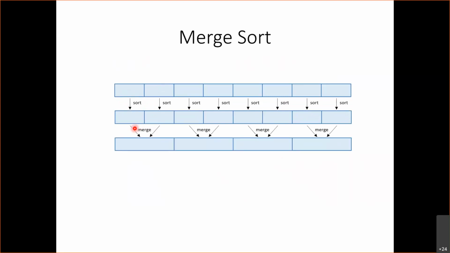I'm going to merge these two. I have two sorted arrays, and I'm going to merge them into one sorted array. I have these two sorted arrays, I'm going to merge them into one sorted one. I have these two, I'll merge them into one sorted one. And these two sorted arrays, I'll merge into one sorted one.